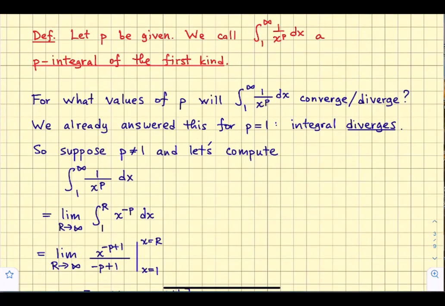So let's define that. Let p be a given power. We call the integral from 1 to infinity of 1 over x to the p dx a p integral of the first kind. P integral because the integrand looks like 1 over x to a p power, and first kind because it's an improper integral of the first kind. So the question here is, for what values of p will this improper integral converge or diverge? Well, in our previous example, we already answered this when p had the value of 1. We saw that that integral diverged. So suppose that p is not equal to 1, and let's compute this integral generally for an arbitrary p that's not equal to 1.